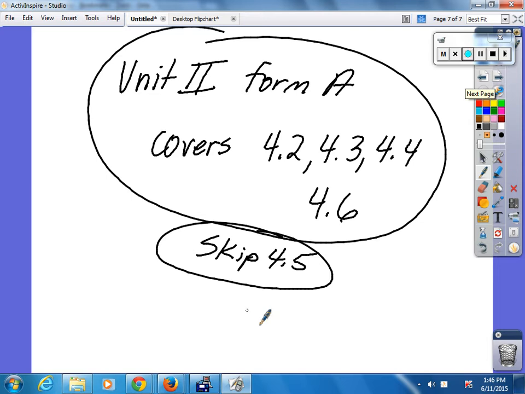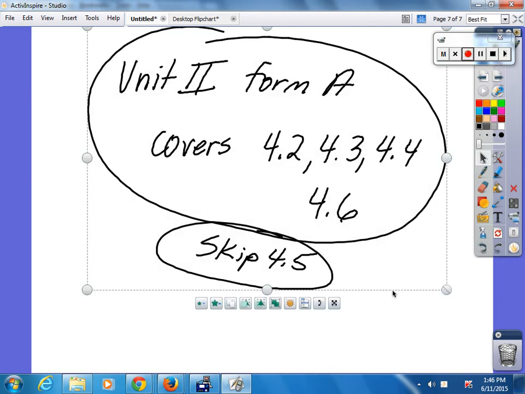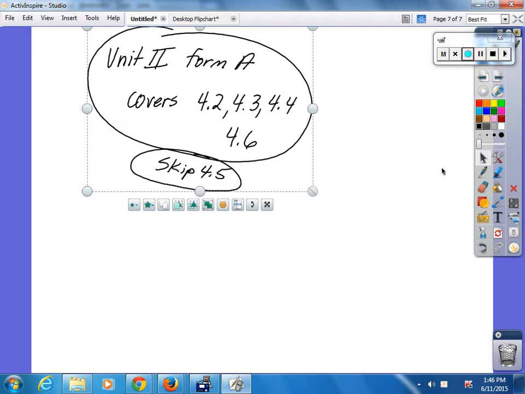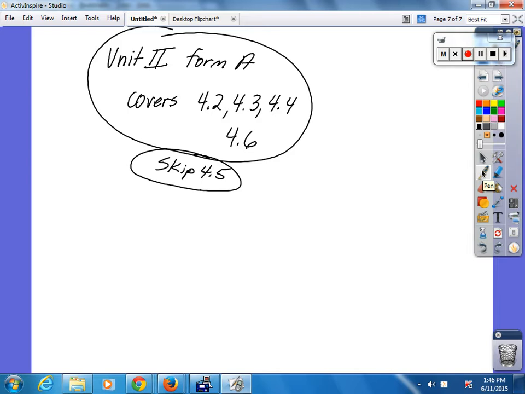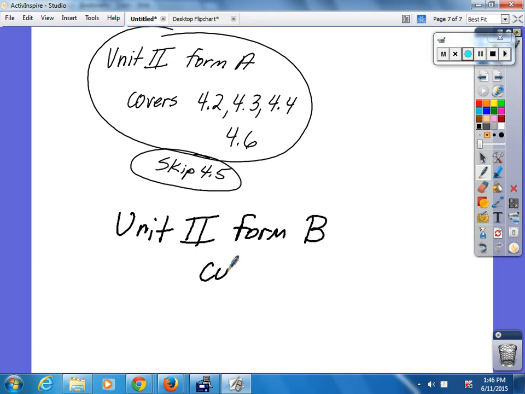Now, Form B, let me go ahead and tell you what Form B will cover. Form B will cover Chapter 5 material. Let me write that down for the video, for the online students. Unit 2, Form B, will cover Chapter 5 material. I don't know what it'll cover yet because I haven't done it yet. Whatever's on the syllabus, somebody tell me what the syllabus is.